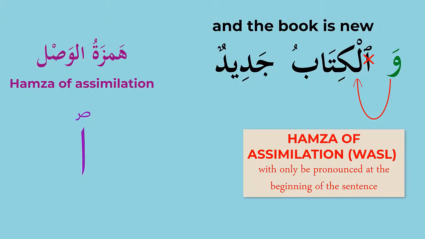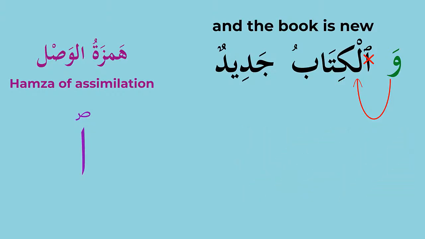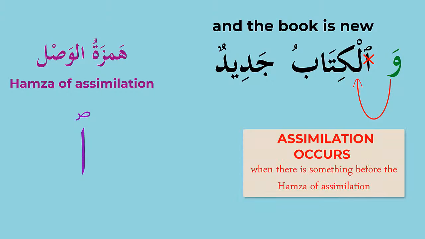Any reason? Sister Salma? The reason is that it is Hamzatul Wasal. It gets assimilated. When does it get assimilated? When a particle comes in front of it in the middle of a sentence, then you do not pronounce it. So what is this waw? It is a conjunction. When it came in front of Hamzatul Wasal, you did not pronounce it. You will say, Wal Kitab.